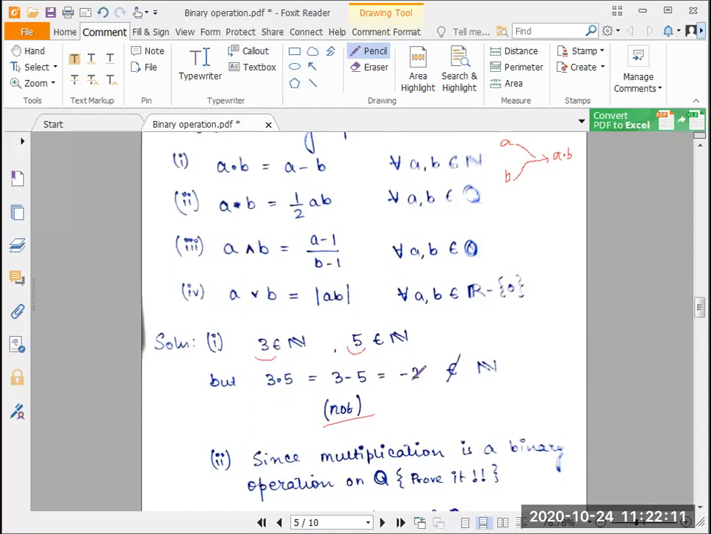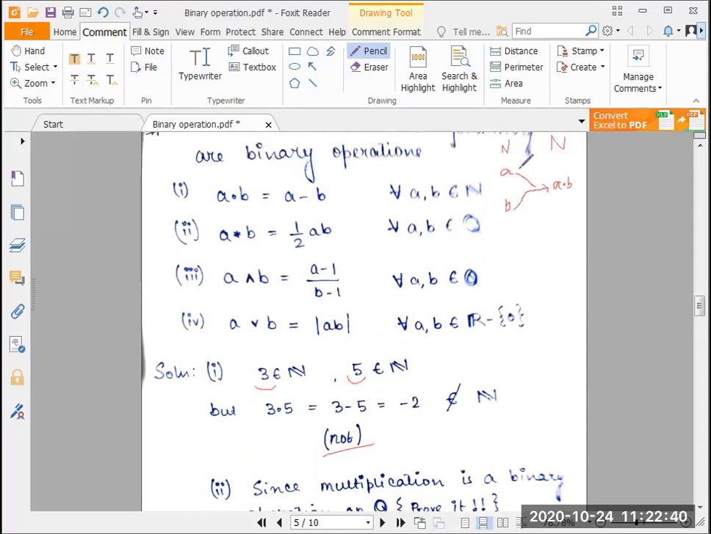Now, as I have mentioned before, the natural numbers are essentially the set of positive integers. Minus 2 is not an element of the natural numbers; it is not a natural number in its simplest sense. So if I take two numbers, 3 and 5, from the set of natural numbers and apply the operation as defined in the question, I do not get a number which belongs to the natural numbers. So the condition that A and B, when operated upon, give a result which belongs to the set of natural numbers does not hold, which means this operation is not a binary operation.